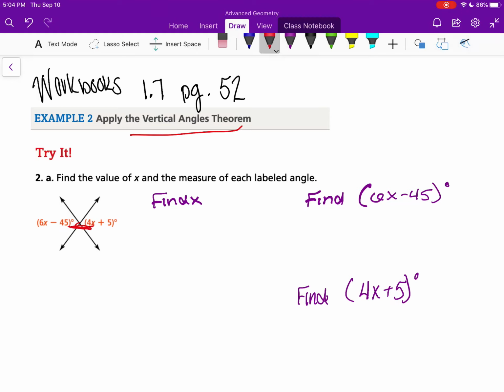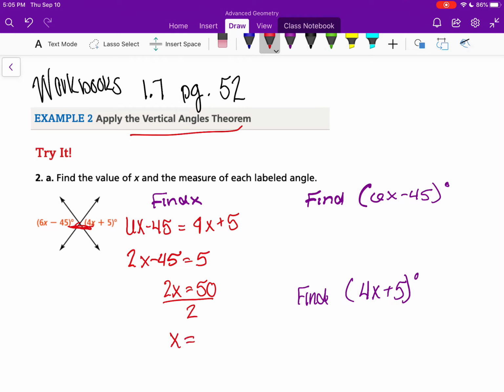So we can say confidently that 6x minus 45 is going to be equal to 4x plus 5 because of that vertical angle theorem. And now we can use our algebra skills to solve this. We're going to subtract the 4x from both sides, and you end up with 2x minus 45 equals 5. If you add the 45 to both sides, you end up with 2x equals 50. If you divide by 2, you end up at x equals 25.